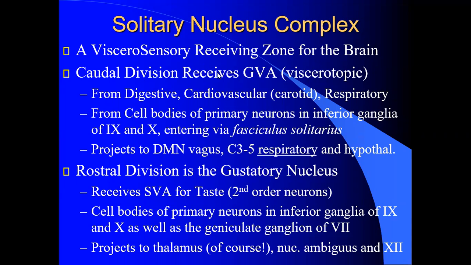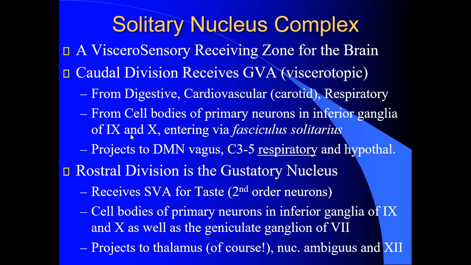The caudal division is a general visceral afferent. You see how the system really works in the medulla? This really gets you organized. And the caudal division of the solitary nucleus is going to get a lot of visceral input. I mean, I don't know what else to say. Cardiovascular input, including from the carotid, is going in there. Respiratory input's going in there. And digestive information, all going through the caudal division of the solitary nucleus.